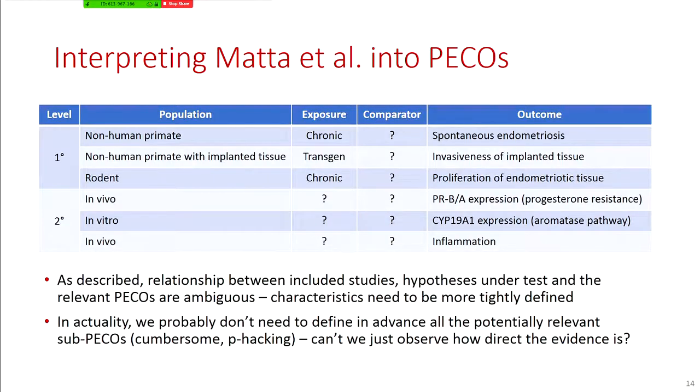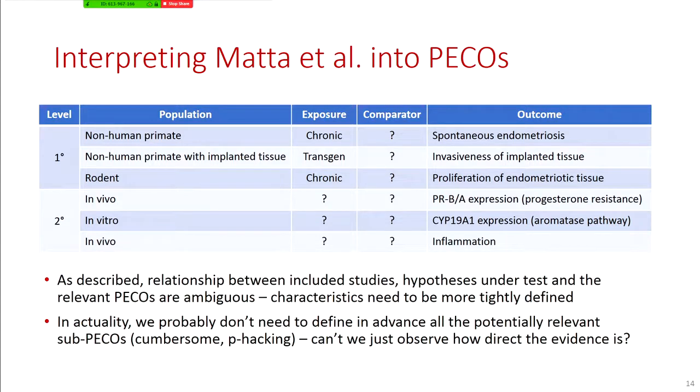So you can probably start thinking about, well, can we interpret this into PICO statements, right? Because that's what we build our systematic review around. So the model that these guys are effectively proposing is that we break down our systematic review target PICO, if you will, into a load of sub-PICOs, and we test each of those individually. So we have non-human primate with chronic exposure in their table. The comparator wasn't necessarily totally clear, and they're thinking about spontaneous endometriosis. We've got a rodent model, which is chronically exposed, with proliferation of endometriotic tissue. There are some in vivo and in vitro models.